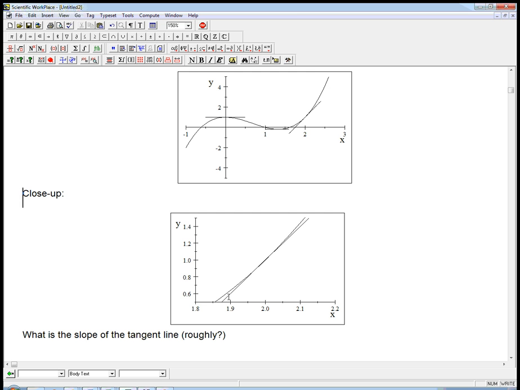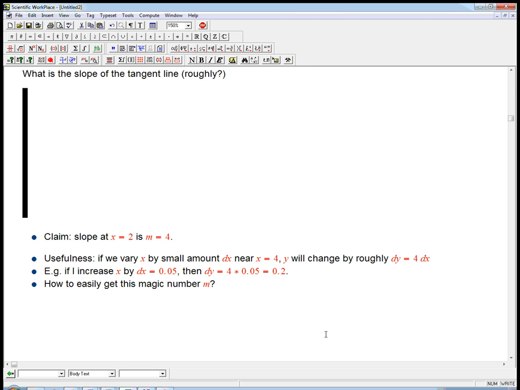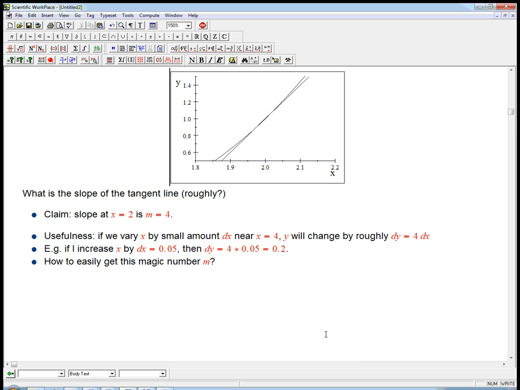Well, roughly we can estimate it from this graph. You might want to pause a second if you want to estimate it yourself. If we go over 0.1, we go up about 0.4. It looks like right around 4 is the slope of the tangent line. Okay. Well, we'd like to do better than that. I claim that in fact the slope is exactly 4. And I want to show you the quick and dirty way to calculate that.